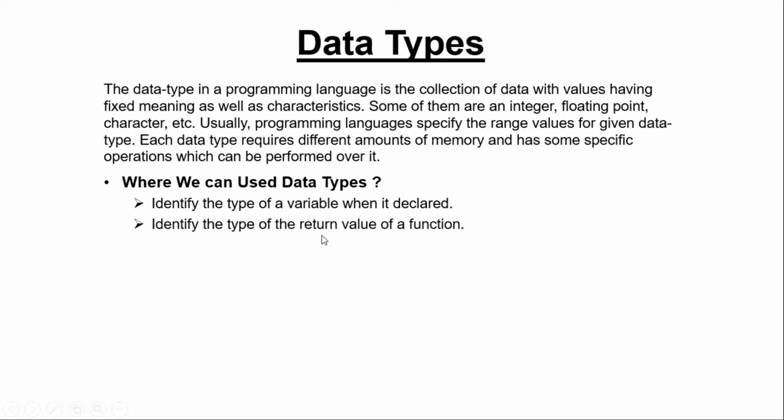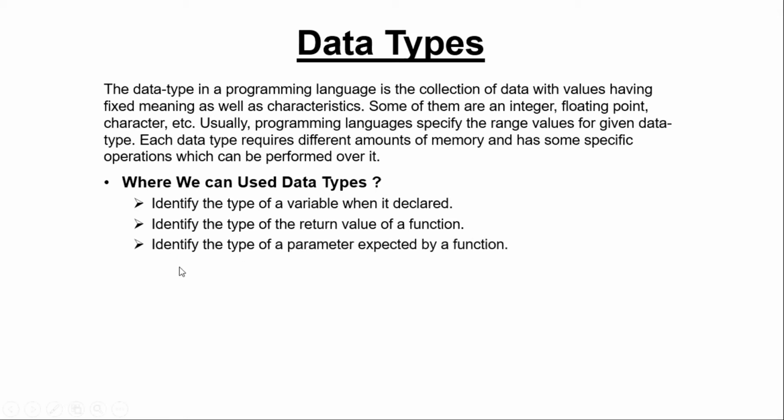Identify the type of the return value of a function. If a function returns something, which kind of data will it return? To identify this, we can use data types. For example, if I write integer abc like this, the function returns integer type values.